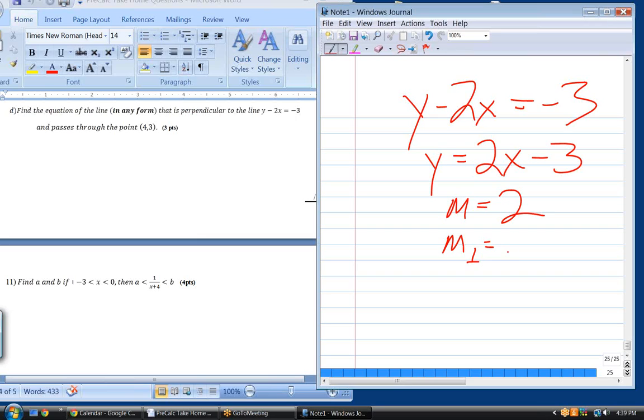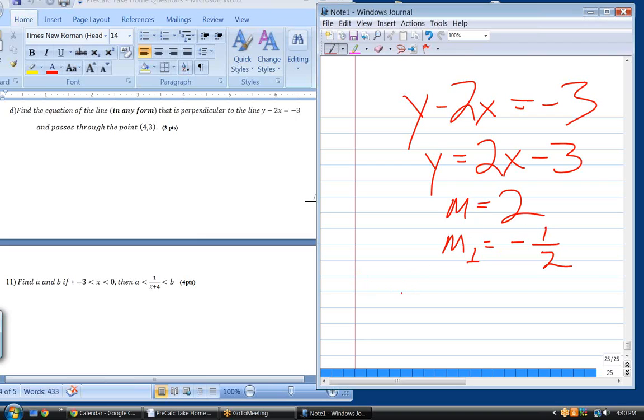1 over 2. It's the negative reciprocal. It's not only just the reciprocal, but it's the opposite sign. In other words, if I had a slope of 2 and I want the perpendicular, notice that the perpendicular line has a negative slope on it. The perpendicular line always has the opposite sign on the slope from the line you're looking at. This has a positive slope, this has a negative slope. So take the negative reciprocal.